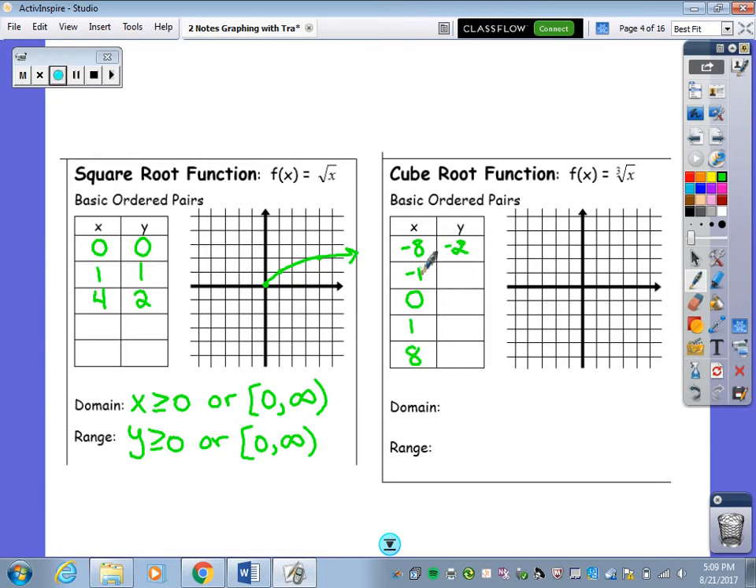When we put negative 1 in, we get negative 1. We put 0 in, we get 0. Put 1 in, we get 1. We put 8 in, we get 2. Now let's graph these points. This point is off the graph, which is okay, but we know it's over here. Negative 1, 0, 1. And we know these points are off the graph. They look something like this. Our domain is going to be all real numbers, and our range is also going to be all real numbers.